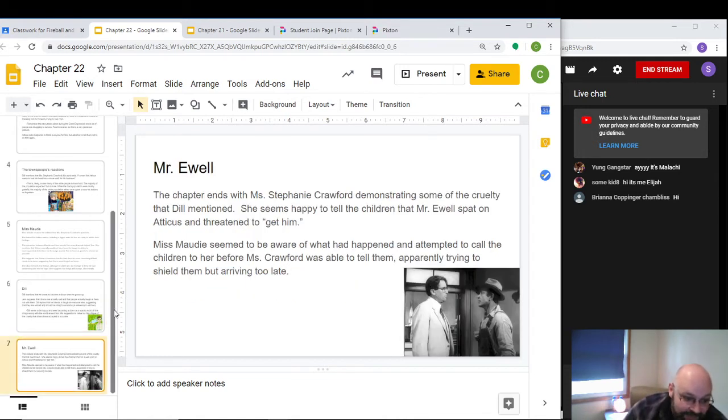The last thing that happens in this chapter, after Miss Maudie lets the children go and the children are just talking, Miss Stephanie Crawford comes up the sidewalk, and she seems excited to tell Dill and the other children that Mr. Yule spit on Atticus and threatened to get him. So they bumped into each other in town. Mr. Yule knows where Atticus works, so he's able to find him. And we don't know all the details yet. We'll find those out next chapter. But Mr. Yule just spits in his face and then threatens to get him.